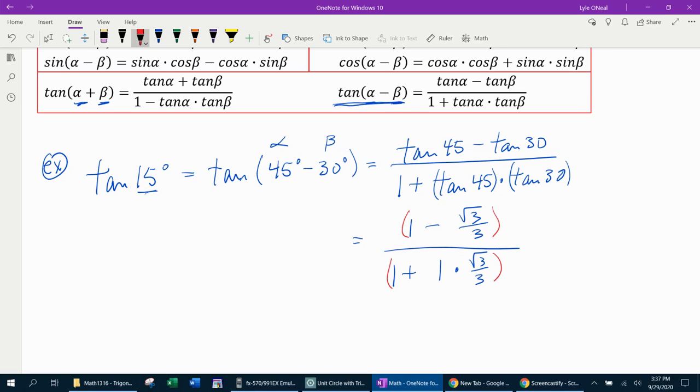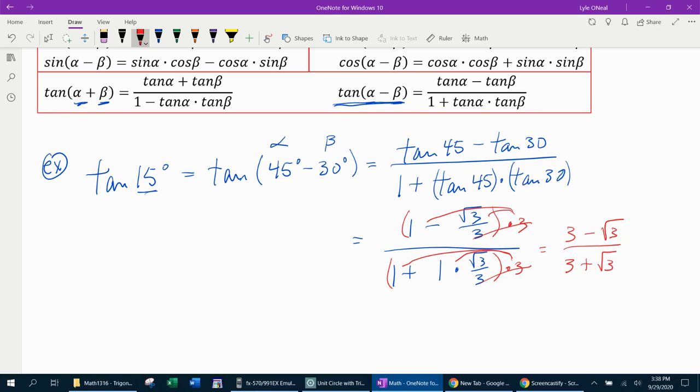So what I'm going to do is I'm going to multiply top and bottom by 3. That's legal. Whatever you do to the top, you have to do to the bottom. And the reason I chose 3 is because that's the common denominator for the numerator and the denominator, okay? So here we're going to distribute 3. That's going to give us 3 minus square root 3. In the denominator, if I distribute the 3, that's going to give us 3 plus square root of 3. Again, these 3's cancel here, leaving the radicals.